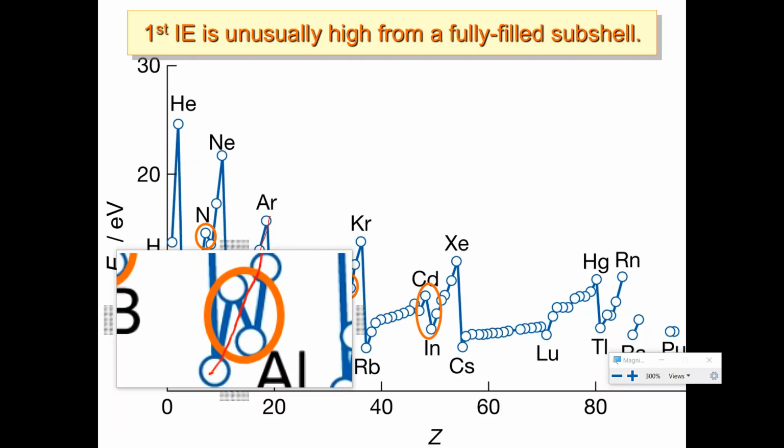Why is this one unusually high? That's what this trend is that we're talking about right now. It looks like the first ionization energy is unusually high from fully filled subshells. So what's the subshell that's fully filled in the second atom over from lithium? That's beryllium. It's the 2s. The 2s is fully filled.